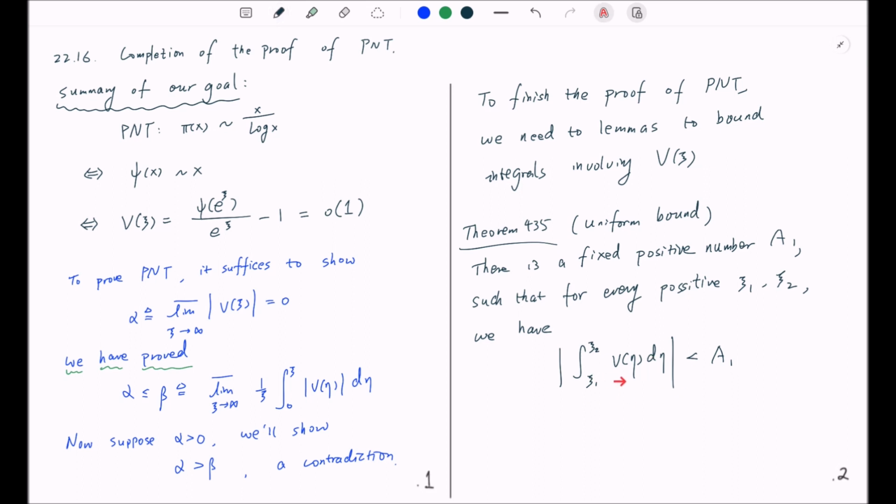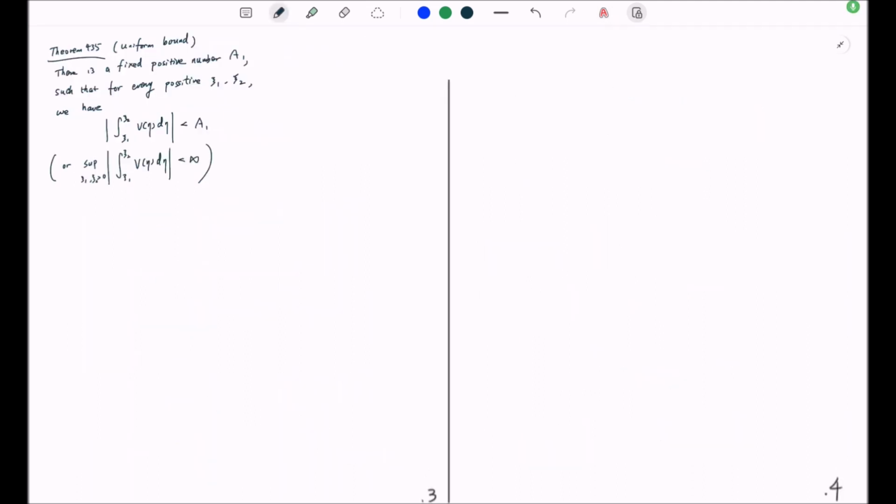We can also put this theorem in another way. Just say the supremum for all c1 and c2 bigger than 0 of the integral absolute value is finite. This is our first lemma. Now let's prove this.